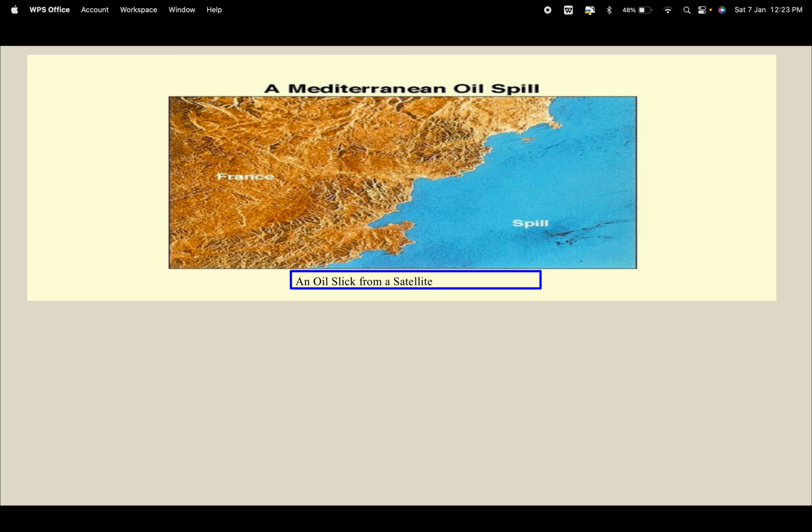Now here we can see a Mediterranean oil spill. This is a satellite image.